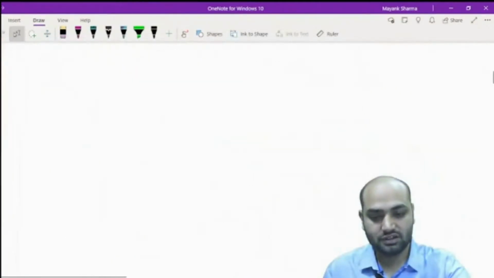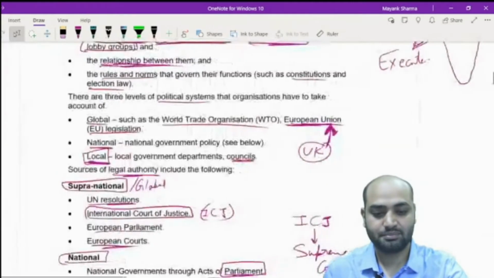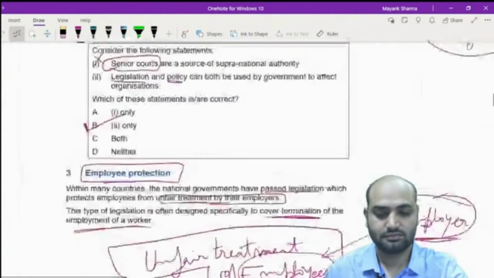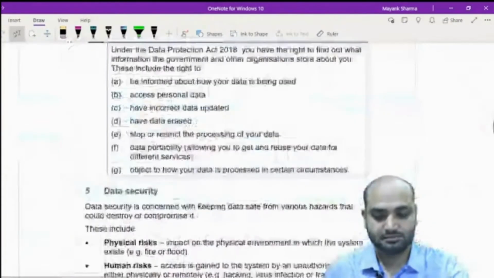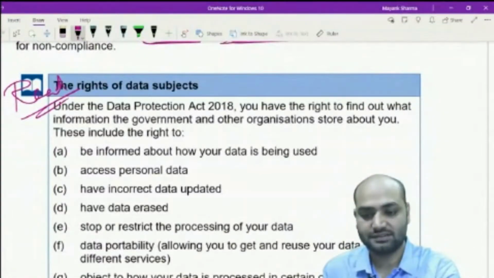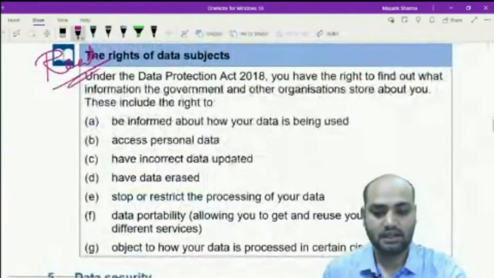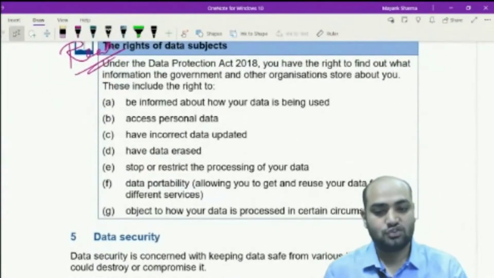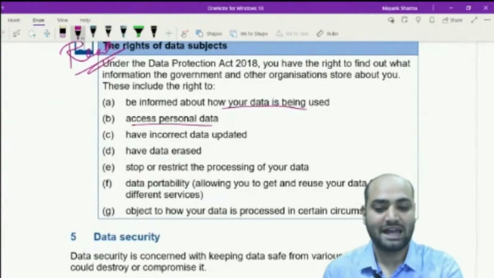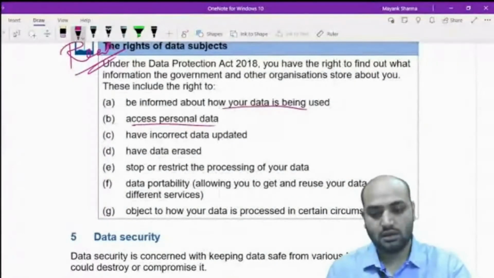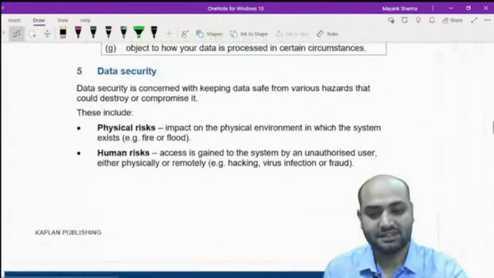If you want to learn more about data protection, then you have a paragraph here which you can read. In fact, you have to read it. This is an assignment for you. Read this so that you can understand what are the other rights of users, like the right to be informed about how your data is being used, a right to access their own personal data. So any person about whom data is collected has all these rights. Go through these rights. Next comes data security.